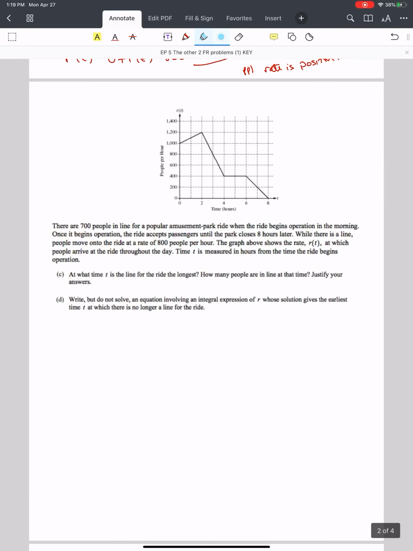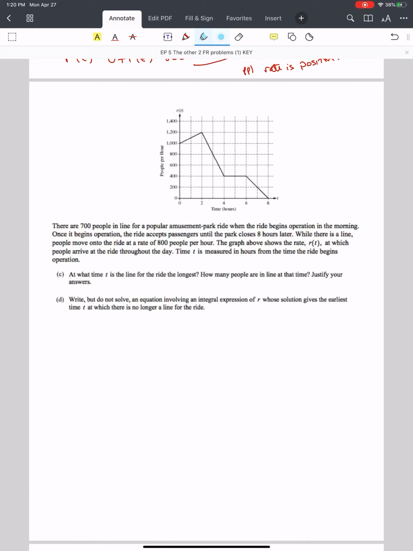Okay, here we go. Now we got this one. It says find at what time T is the line for the ride the longest? How many people are in the line at that time? Justify it. All right, so this is why I like having that formula, because when you want to find when something is the biggest or the smallest, it's basically like finding a max or a min or relative max or min. You want to find when the rate of it is 0.